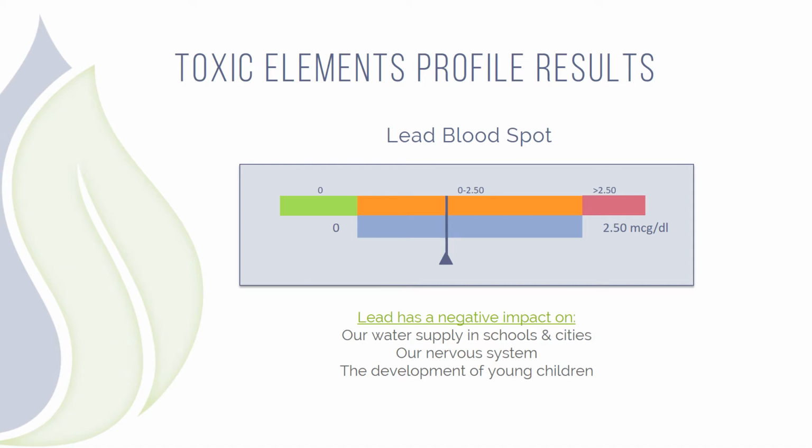The reference lab range is 0 to greater than 2.50 micrograms per deciliter. DestinyWell Optimal is 0. Lead is not needed for anything in the body, and the less the better. Moderately high is 0 to 2.5, and greater than 2.5 is considered definitely abnormal.